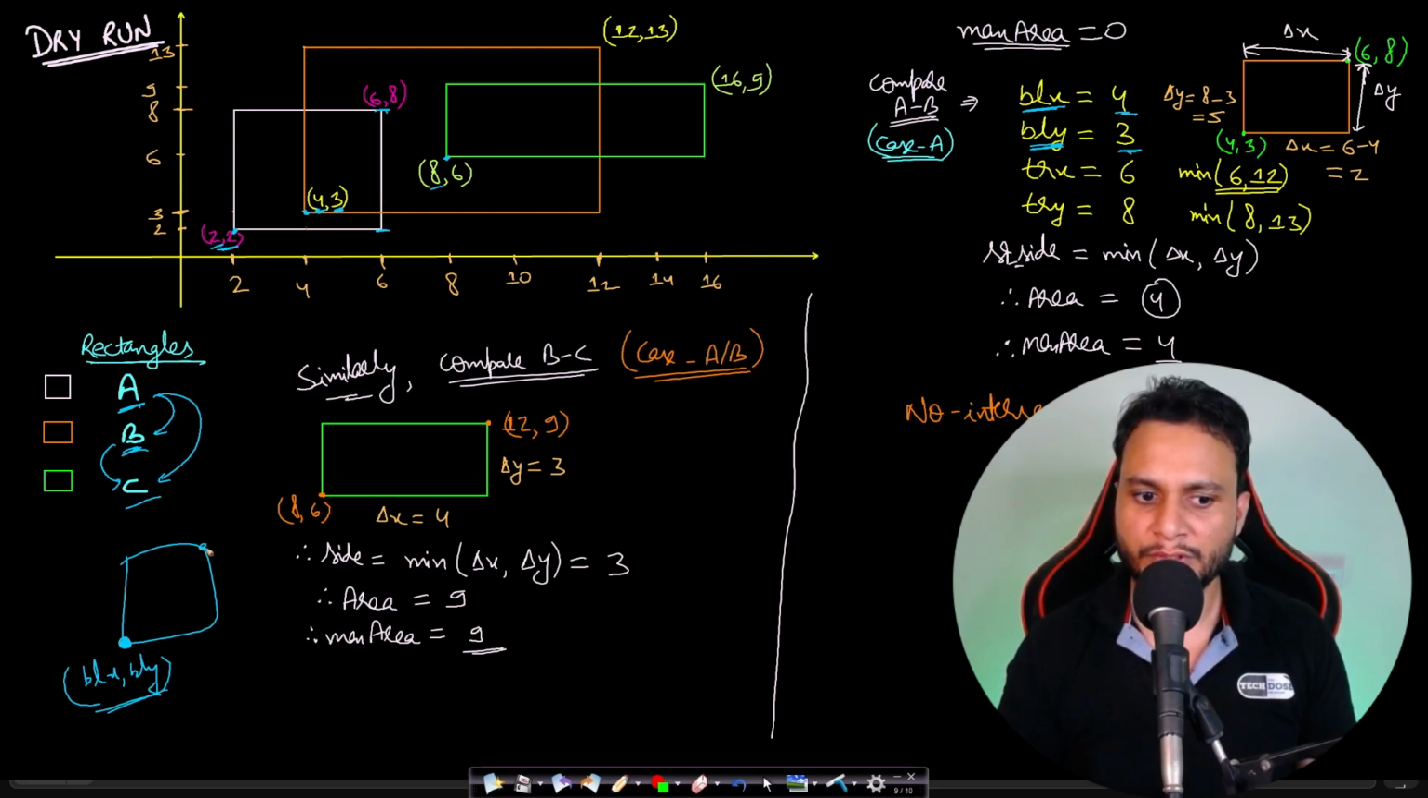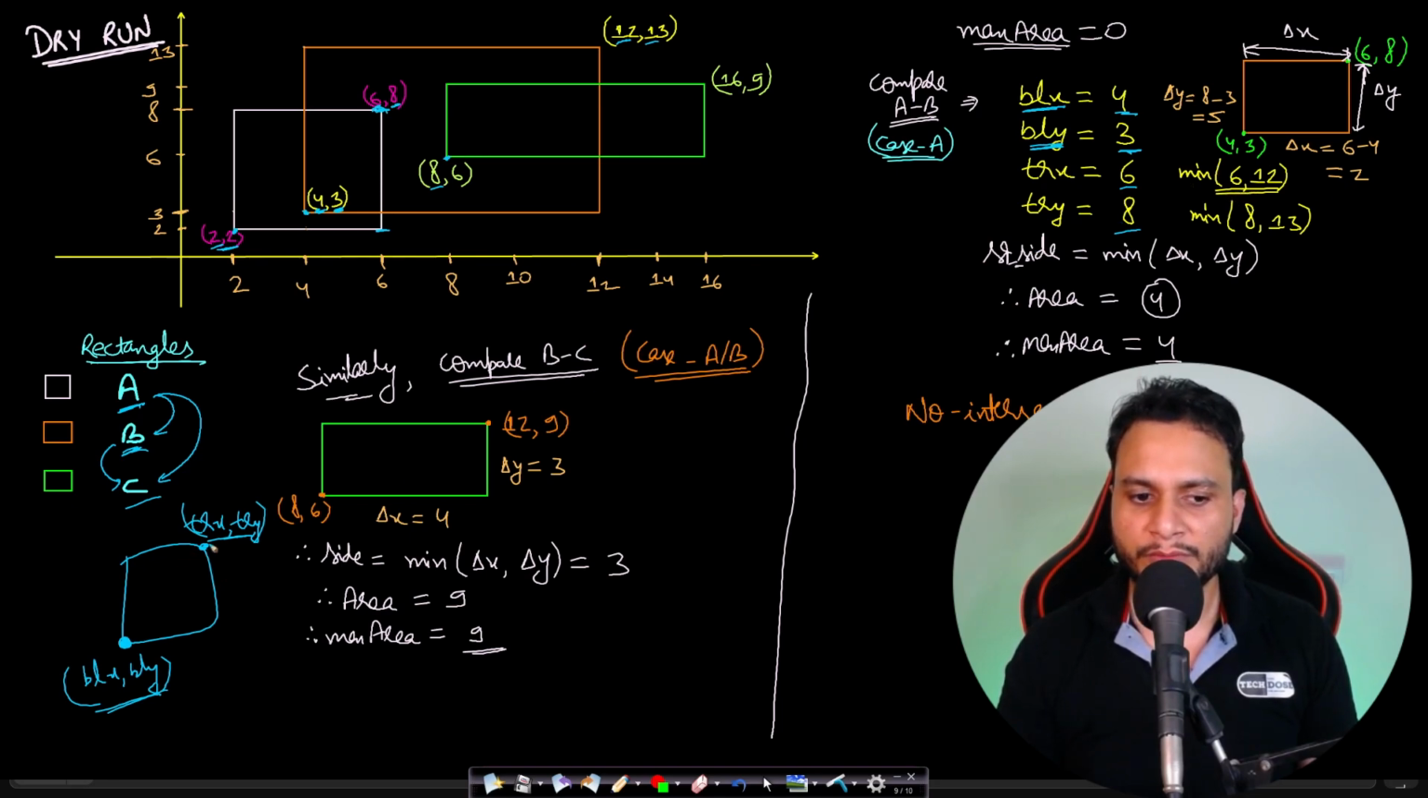Now when it comes to the top right x coordinate and the top right y coordinate, the top right x coordinate will be the minimum of this x coordinate and this x coordinate, 6 and 12. So whatever it is, the minimum of x2 and x4 will be here. And the same goes for the top right y coordinate, the minimum of y2 and y4. That is why I have written 6 and 8 here.